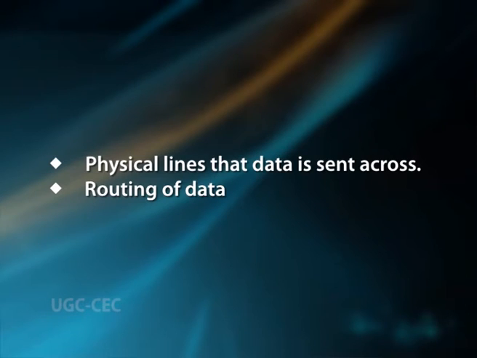Internet functions. The Internet provides for the following two functions which support communications. Without the communication support mentioned below, the Internet could not function. These two functions are provided by Internet service providers listed below under the Internet organization's header. Physical lines that data is sent across. Routing of data. There are special machines on the Internet called routers that determine where data needs to go to get from the sender of the data to the receiver of the data.